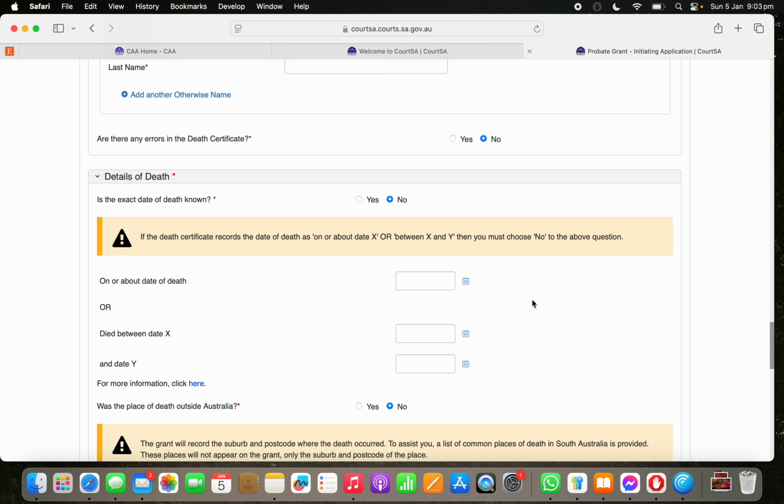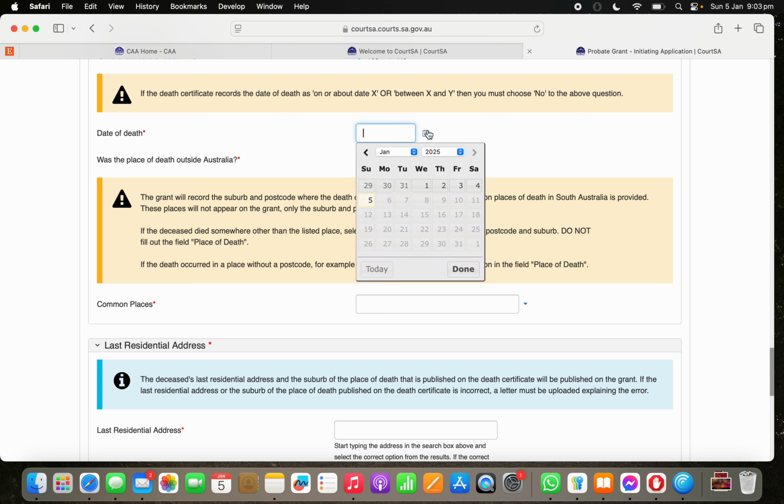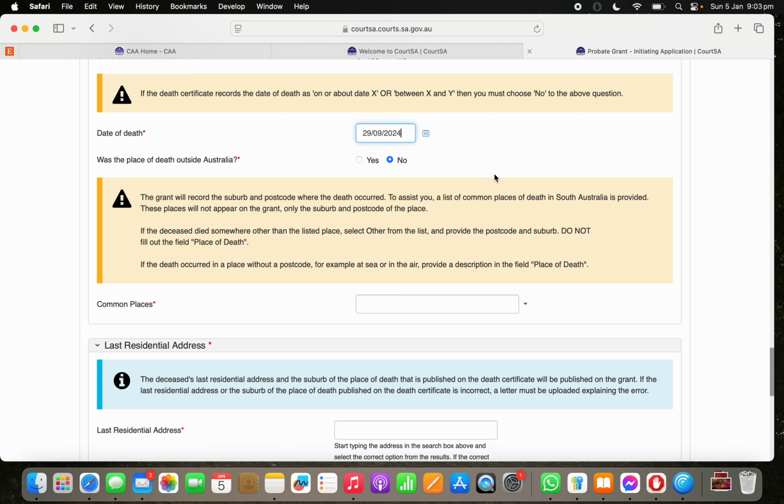So a death certificate might say on or about date of death and it will give you a date, or it might say died between two different dates. That's where you would use these boxes and you would fill in whichever one is relevant to you. But we'll stick to yes, the exact date of death is known, and you have one of these little calendars that you can choose whatever the date might be.